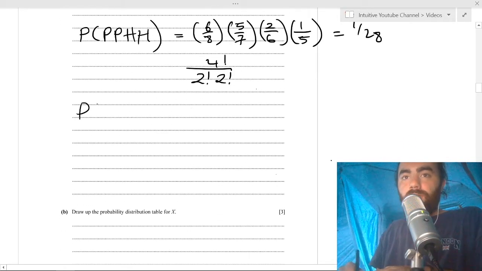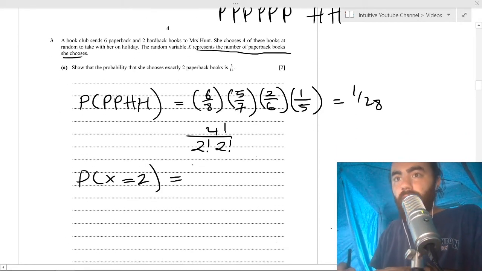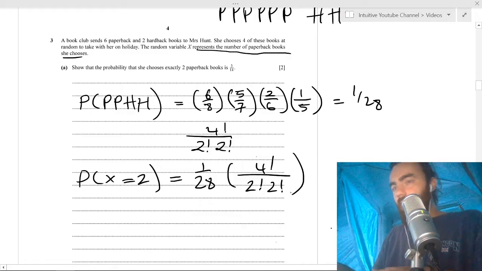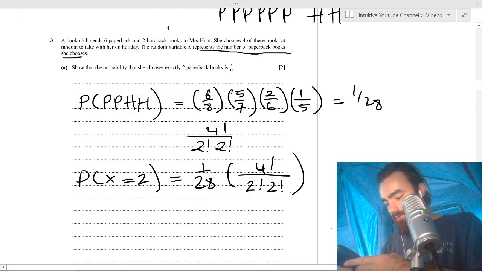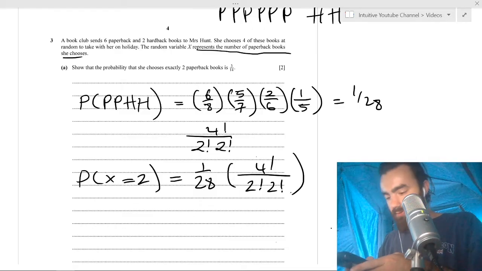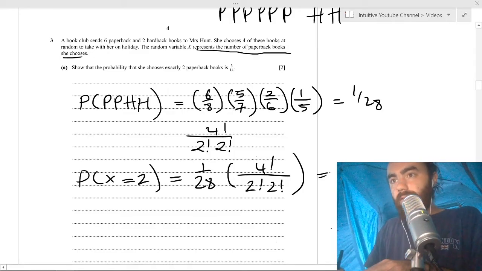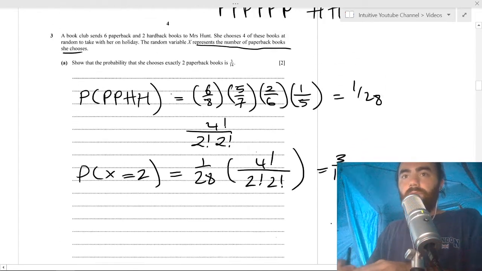So the probability when x equals 2, which is the exact number, will equal 1/28 for that one arrangement times all of the ways that she could have picked it, which is that. So we just do that. So 4 factorial is 24, divided by 4. So you get 6/28, which is 3/14. So there, we've proved it.